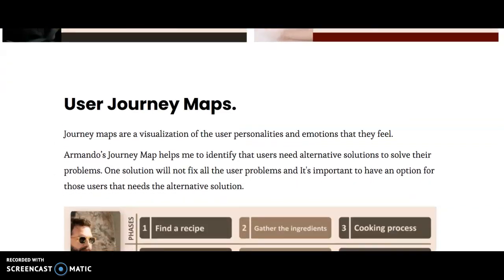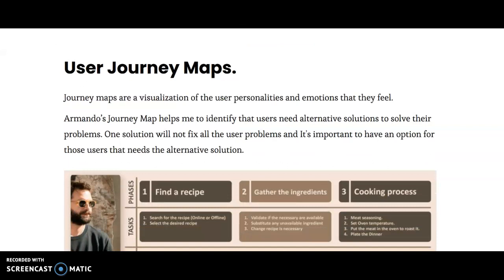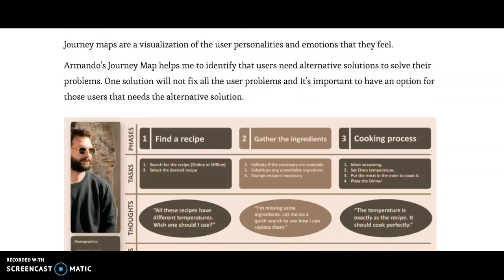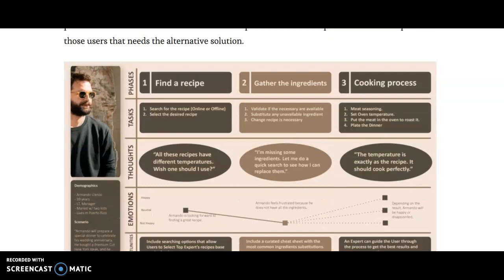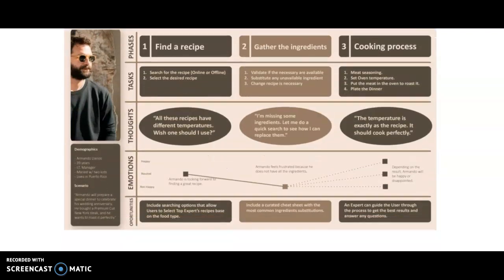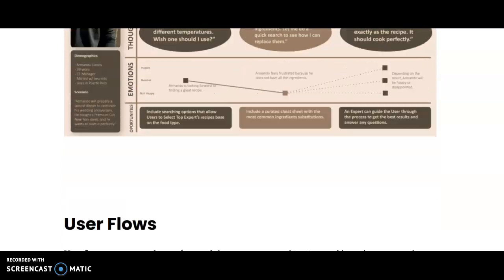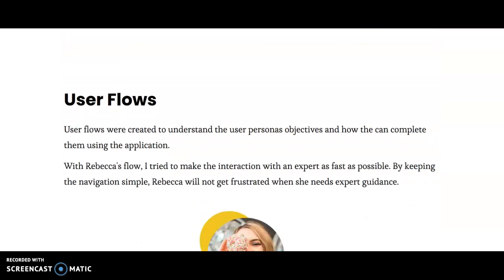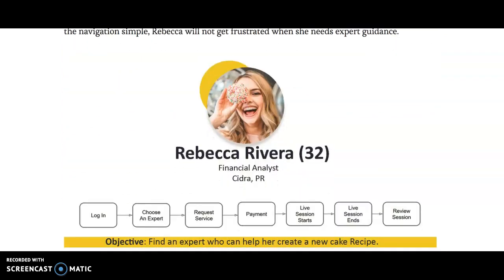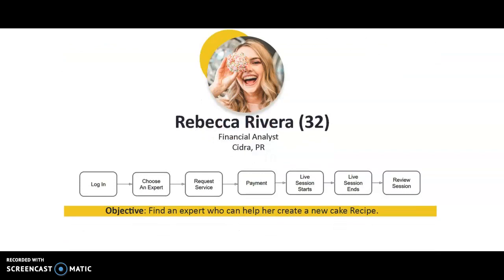This user journey map is for Armando and how he will take on a dinner for his family, and how he will be using the application to create that dinner. We have a user flow here for Rebecca. Rebecca would like to create a new cake recipe, and she would like an expert to help with that, and that is the flow that she will have to follow to connect to an expert.